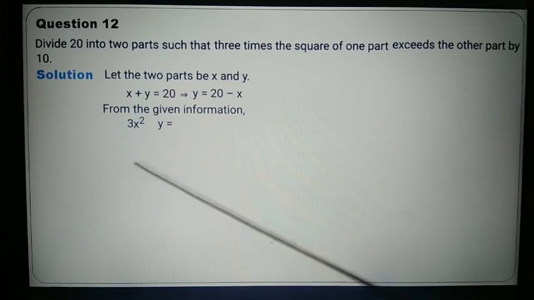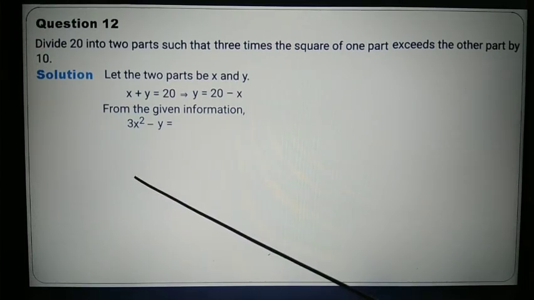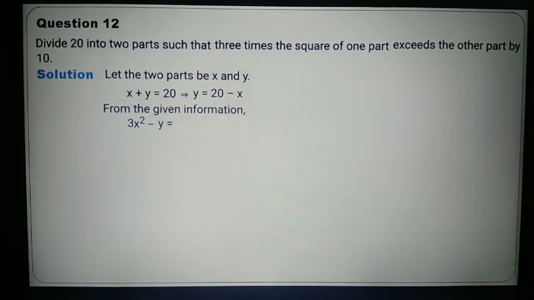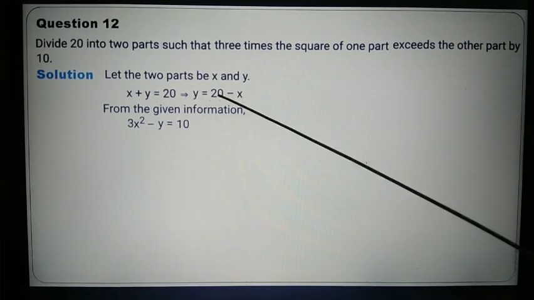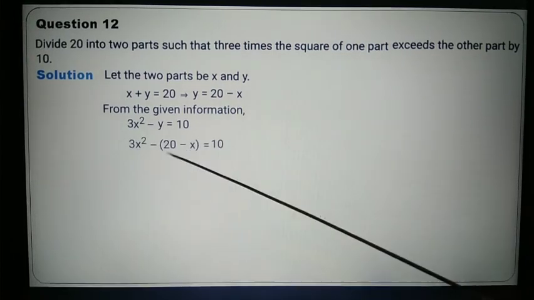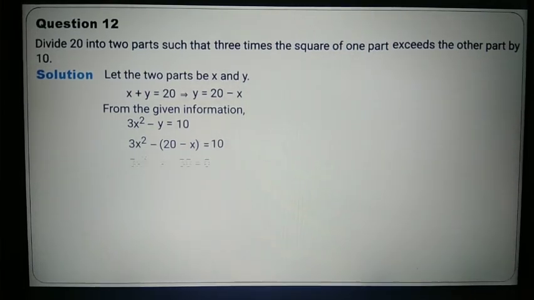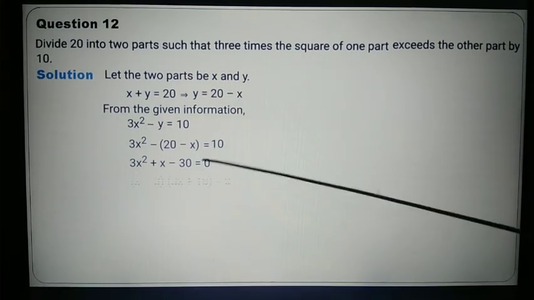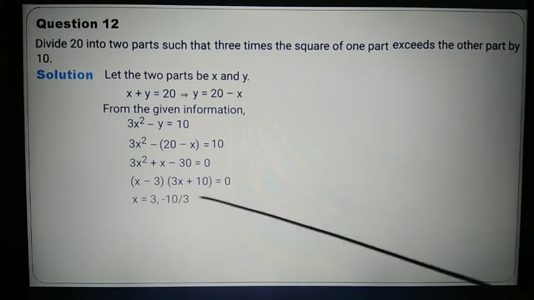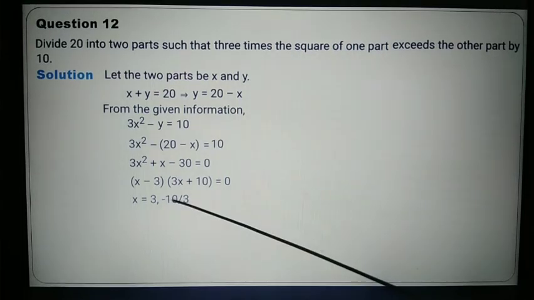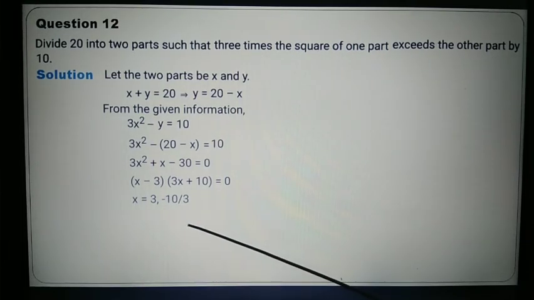So if I take the difference between them, then my value has to be 10, because 3 times the square of one part exceeds the other by 10. That's what the question is saying. Now let's put the value of y here. So y is 20 minus x. So open the bracket, take this over there, then you will get this one. Now you will solve this quadratic equation and find the value of x. So here x turns out to be 3 and minus 10 by 3, right?